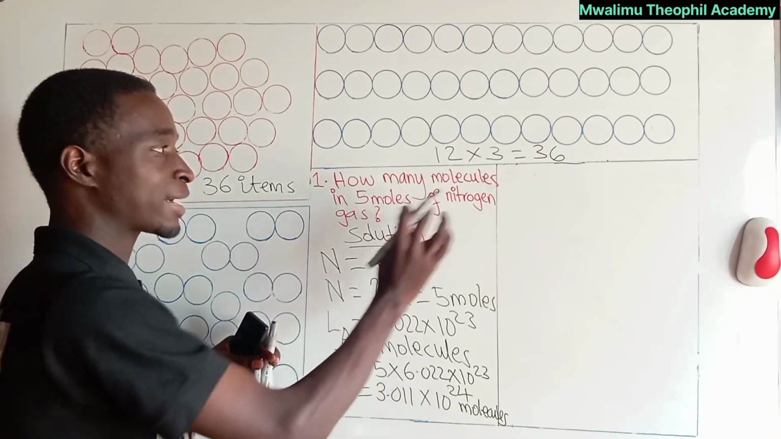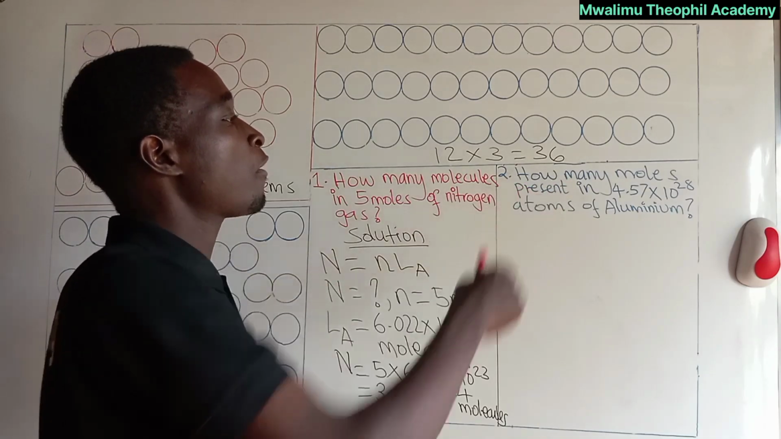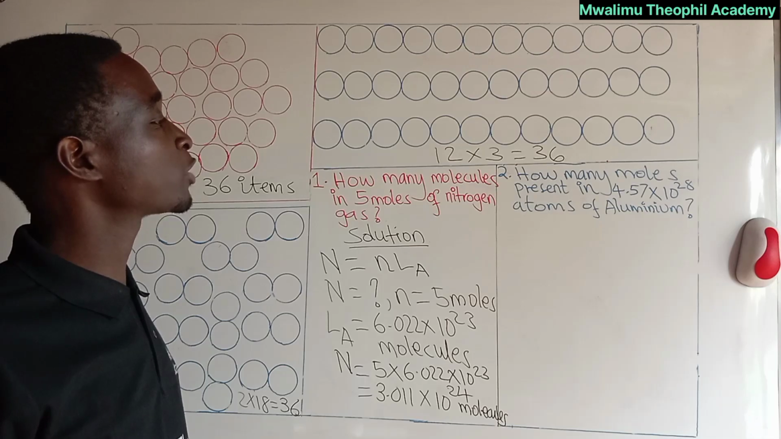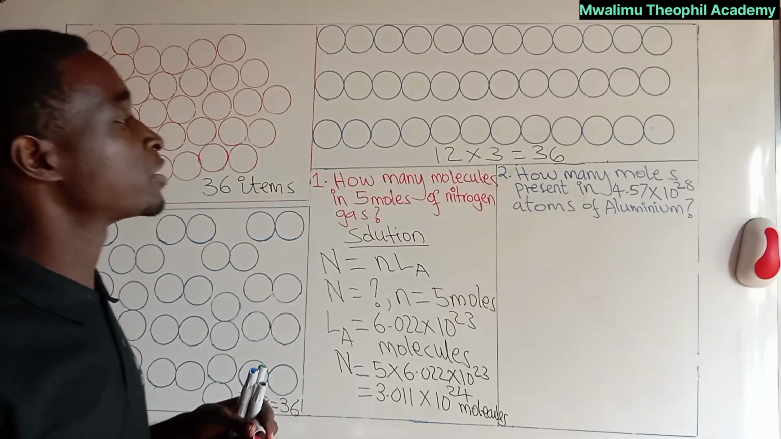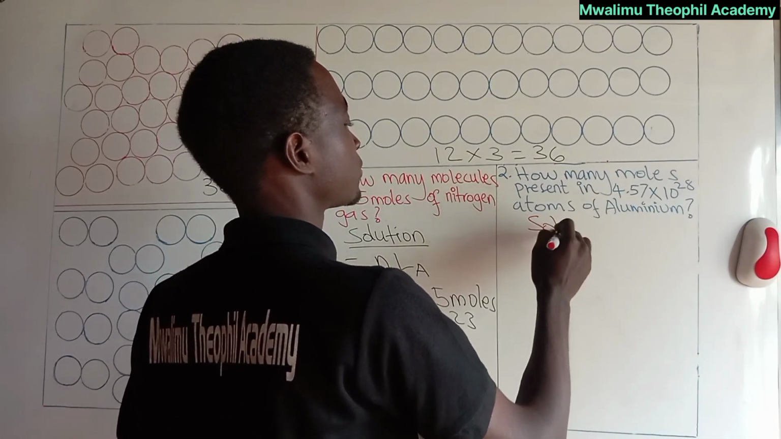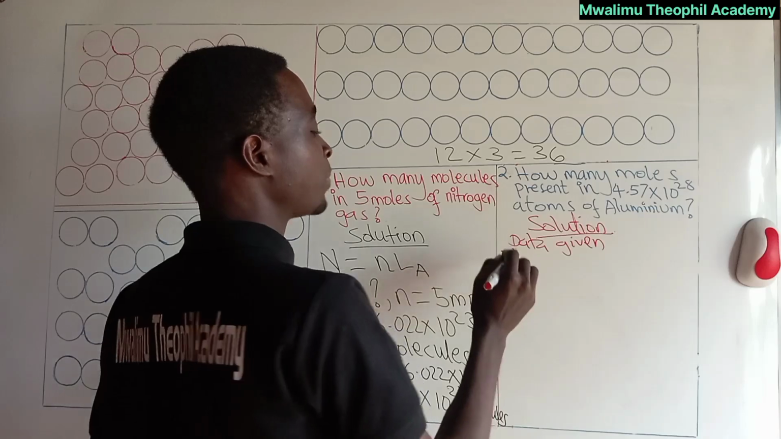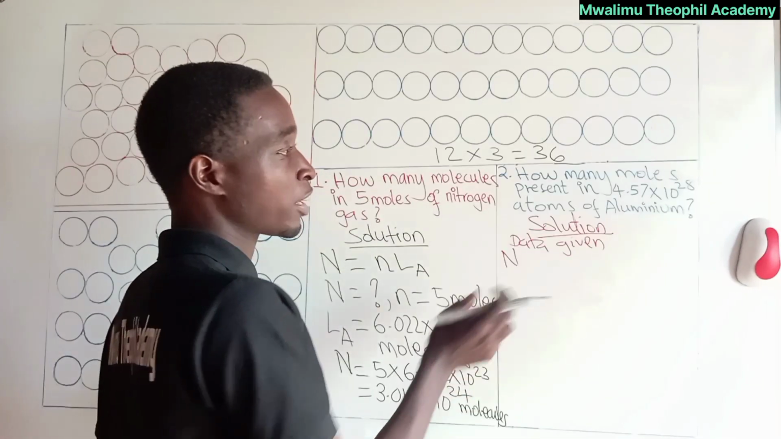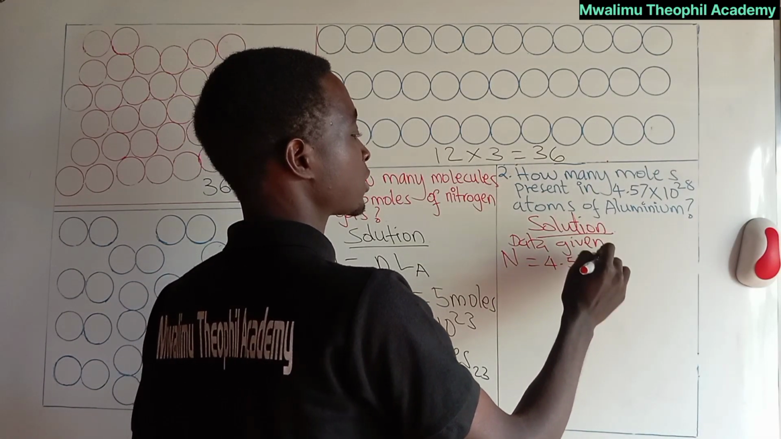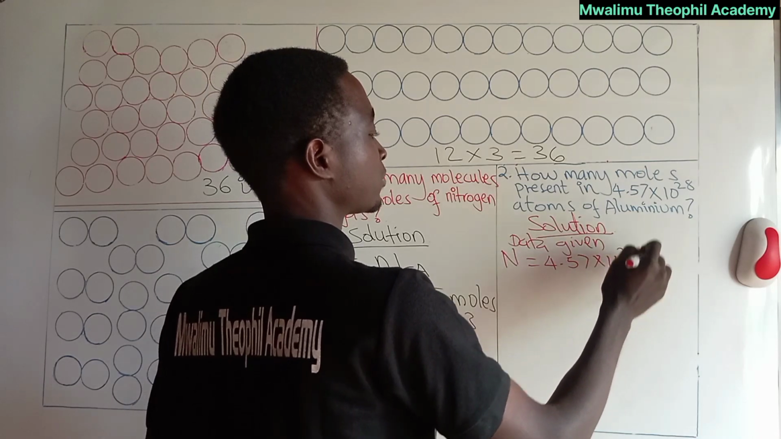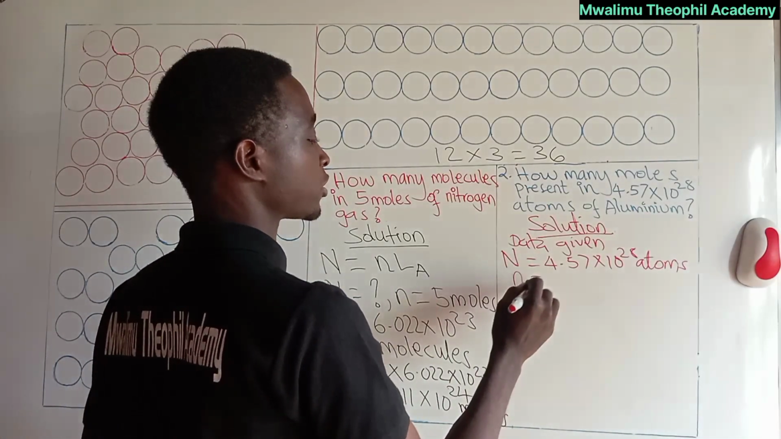After this example, let us see the second example. The second example states: how many moles are present in 4.57 times 10 power 28 atoms of aluminium? Let us see the solution for this. Data given here: N, capital N, which stands for the number of particles. Now we are given atoms. We have 4.57 times 10 raised to 28 atoms. What are we asking? We are asking to calculate the number of moles. So small n, the number of moles, is not known.